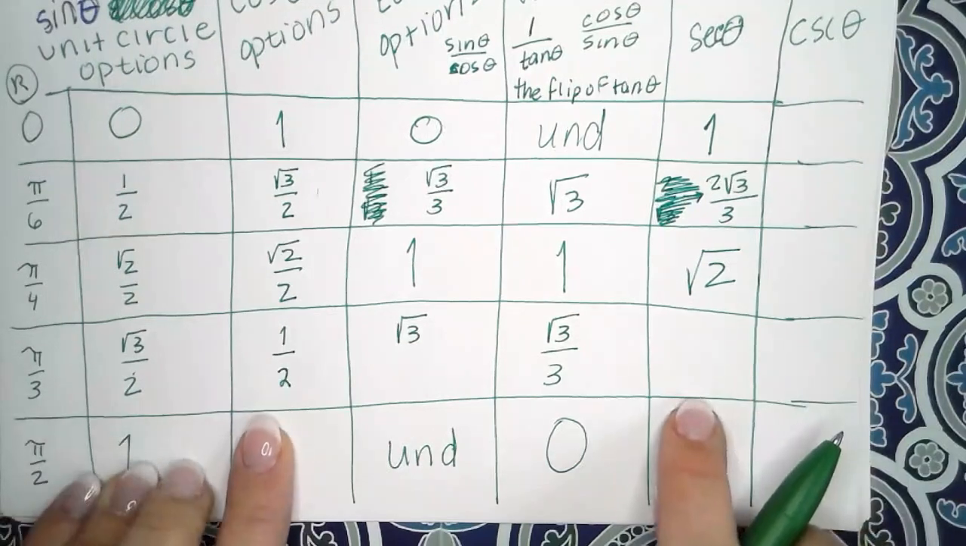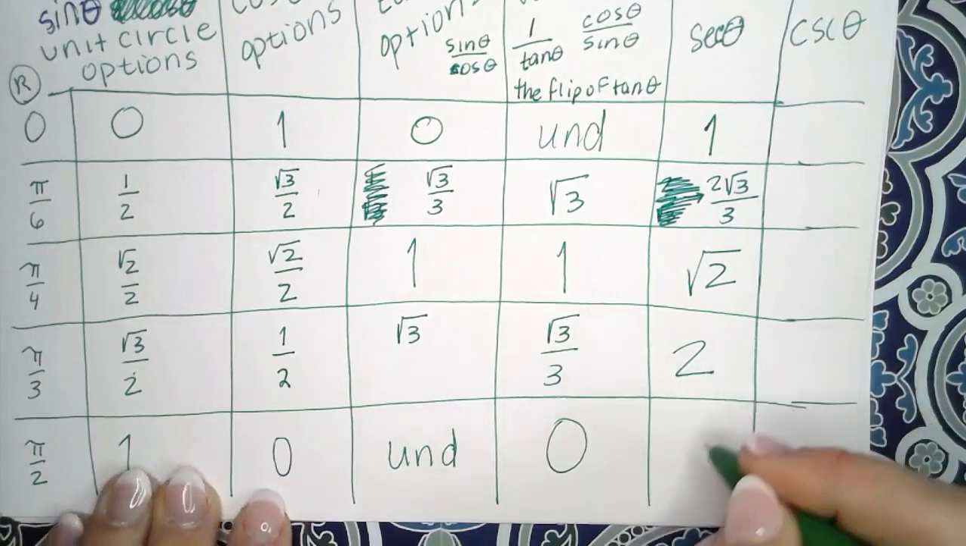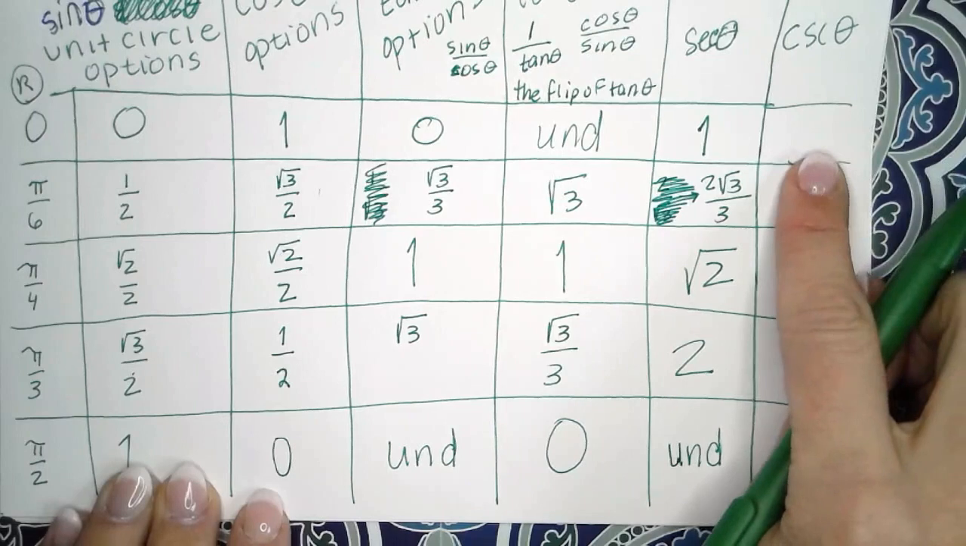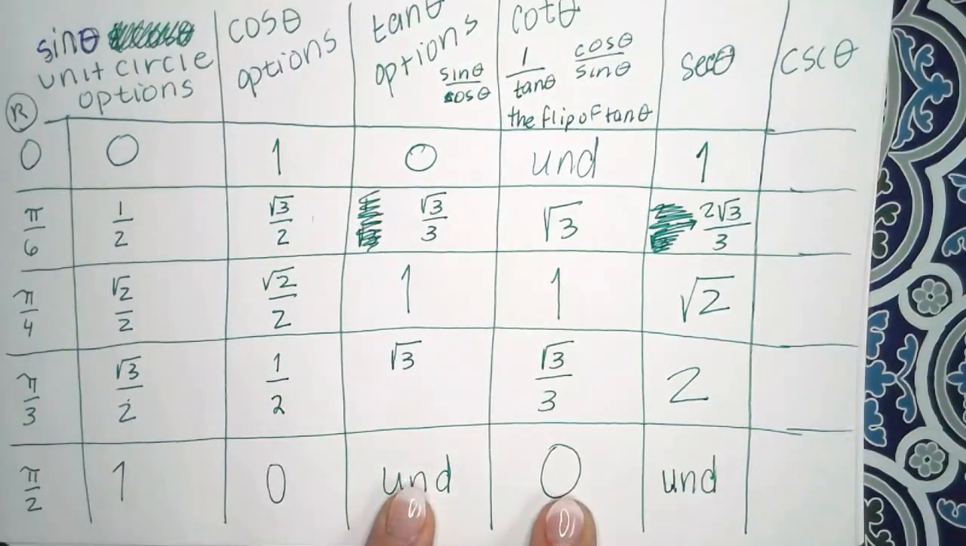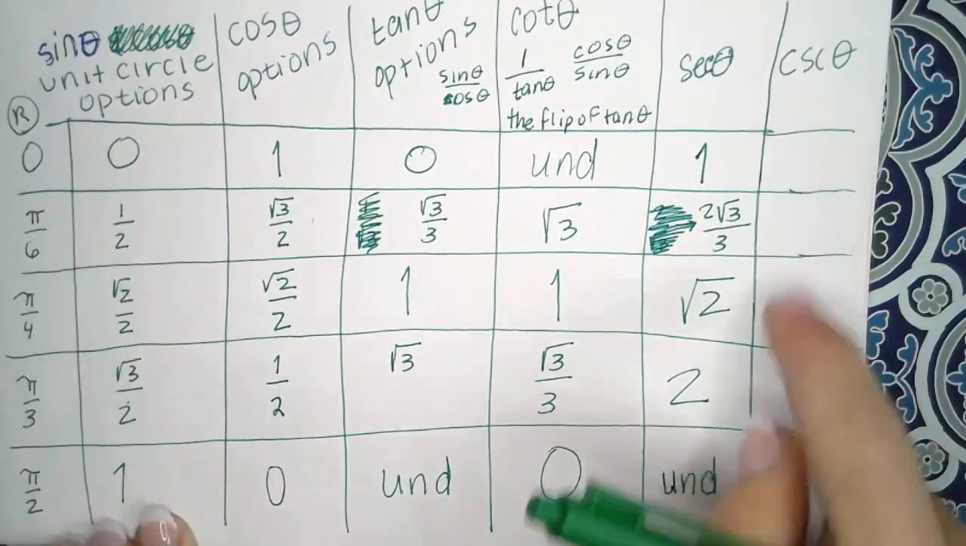Next, what's the reciprocal of 1/2? What's the reciprocal of 1/2? 2. And what's the reciprocal of 0? Undefined. Okay, cosecant. So do you see the symmetry when you set it up this way? These two columns are flips of each other. Then this and this are flips of each other going down. Then the outside two are flips of each other.